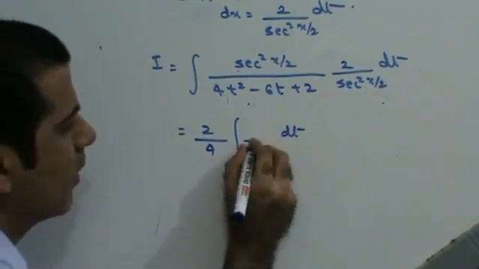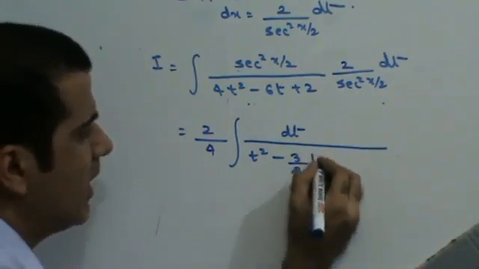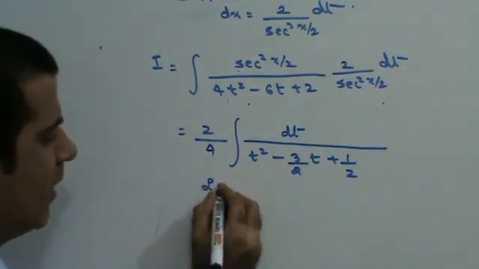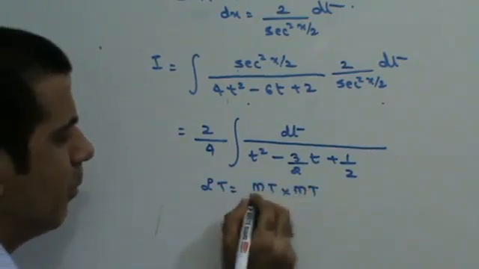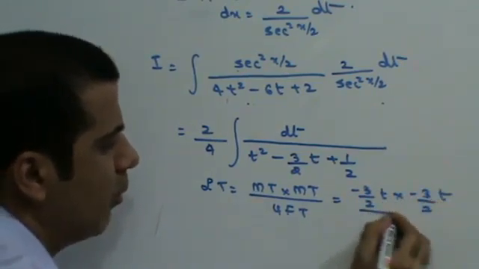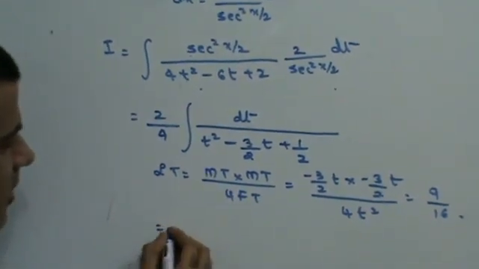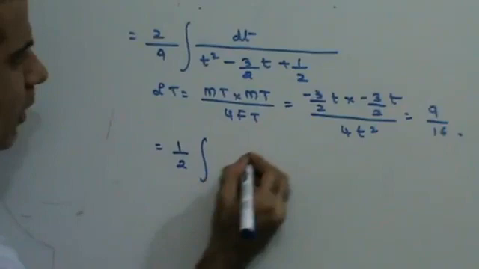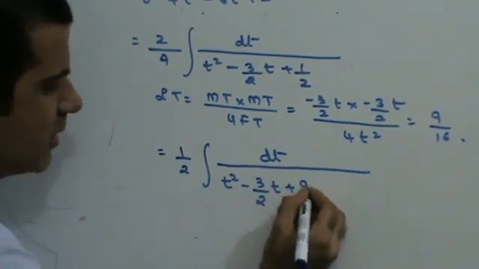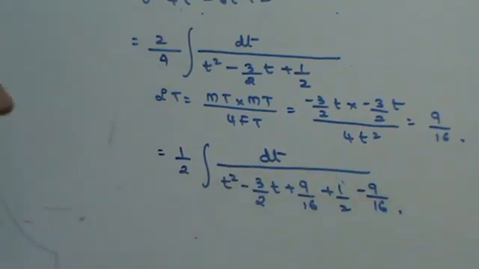Integral of dt upon 4 is out, t square minus 6 upon 4, 3 upon 2, t plus 1 upon 2. Quadratic, perfect square. In order to make perfect square, I need to find out last term. Middle term into middle term upon 4 times first term. Minus 3 upon 2t into minus 3 upon 2t upon 4 times t square. That's 9 upon 16. Add and subtract 9 upon 16. 2 upon 4 will give you 1 upon 2. Integral of dt upon t square minus 3 upon 2t plus 9 upon 16 plus 1 upon 2 minus 9 upon 16. I'm adding and subtracting the same term.